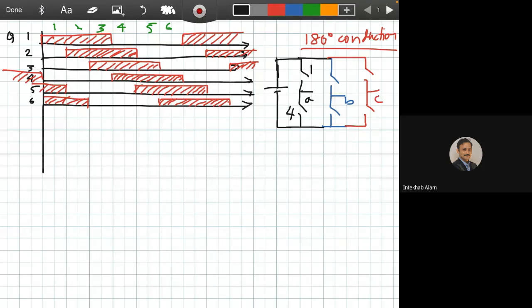I'm just drawing the previous class so that you can easily understand or follow this class. So I think you have already seen this circuit in your class lecture.